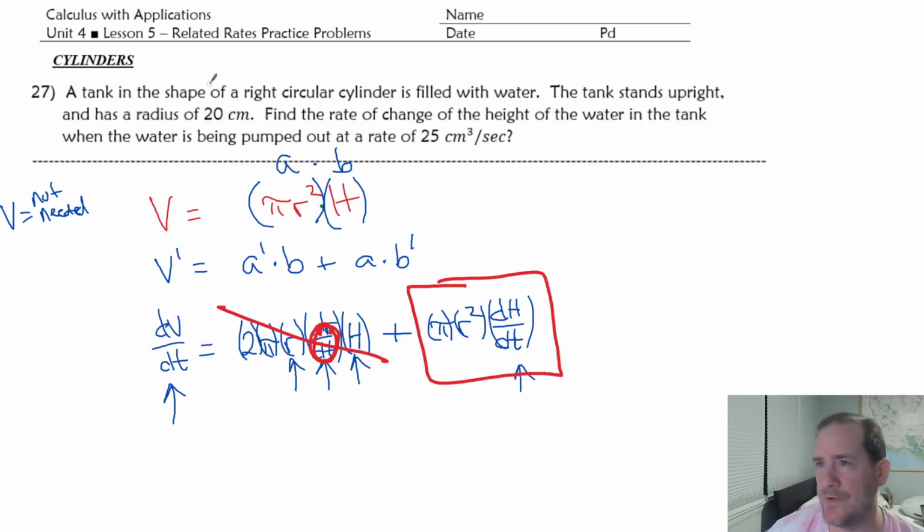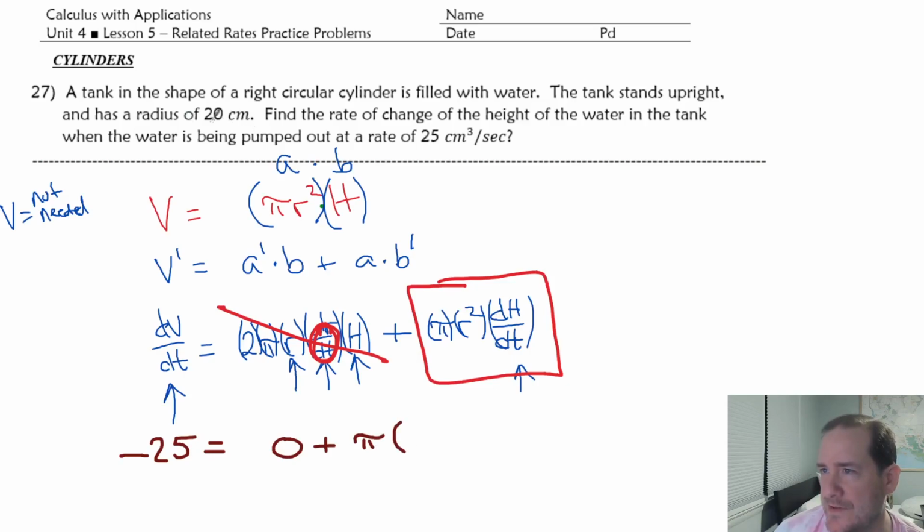Alright, so what's happening? We've got dV/dt. We agreed that water is being pumped out at a rate of 25, so that means dV/dt is negative 25. We said this whole term is going to 0, so I don't care about the r, the dr/dt, the h, none of that matters because dr/dt is 0. Then in the second term I've got a pi. I do need my radius, which they gave me. They said it was 20. So we'll plug that in, we'll square it. And then dh/dt is what we're solving for, the rate of change of the height.